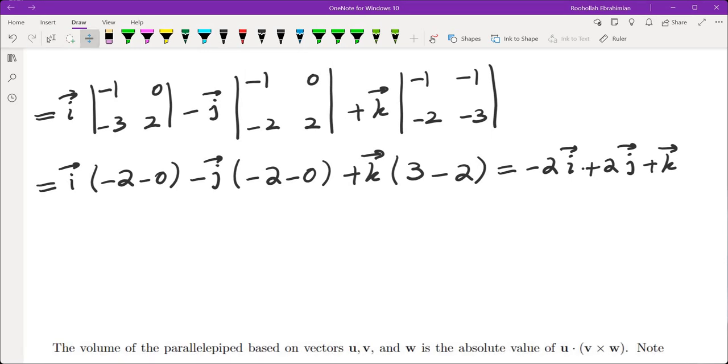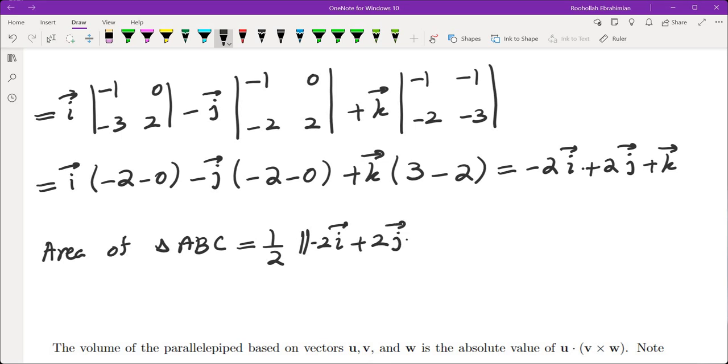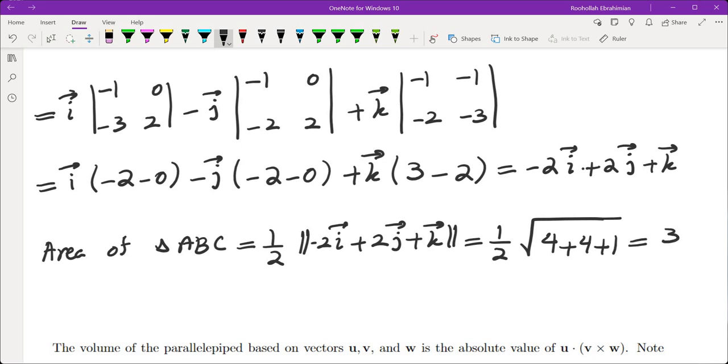So area of the triangle ABC is going to be 1/2 magnitude of this vector, -2i plus 2j plus k. So that is 1/2 square root of 4 plus 4 plus 1. And that is 3/2. So that's the area of this triangle.